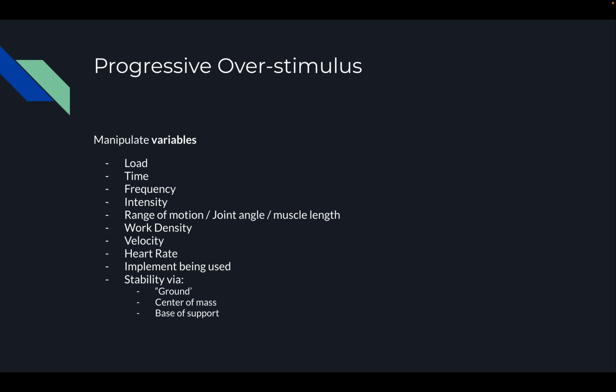Some types of progressive overstimulus that we can create by manipulating variables can be load, time, frequency, intensity, the range of motion via joint angle or muscle length, the work density that we're doing within a training session, the velocity at which a movement is being executed, the athlete's heart rate and the implement being used, as well as the movement stability via the amount of grounding accessible to the client via their center of mass or their base of support.